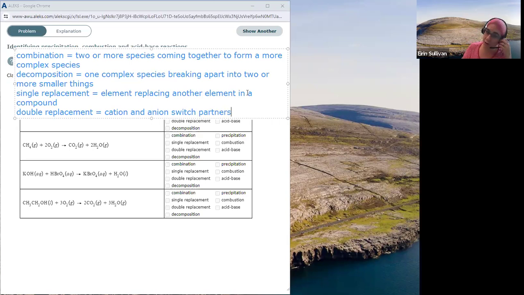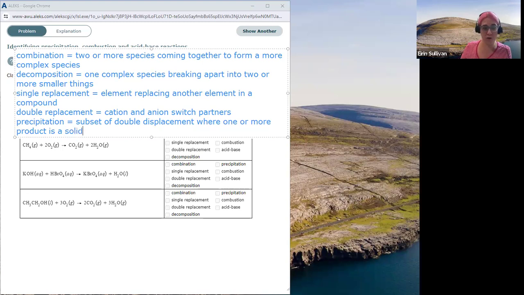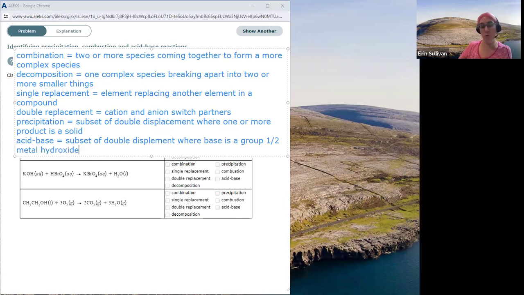Now, we're going to add to that a few different subcategories. We also have to add a precipitation reaction, which is a subset of double displacement, where one product is a solid. I should say one or more. I guess you could have double. Product is a solid. So watch the solubility tables. We also have an acid-base reaction, and for the reaction of an acid with a group 1 or 2 metal hydroxide, again, that is a subset of double displacement. So sometimes you will be ticking more than one category, okay?